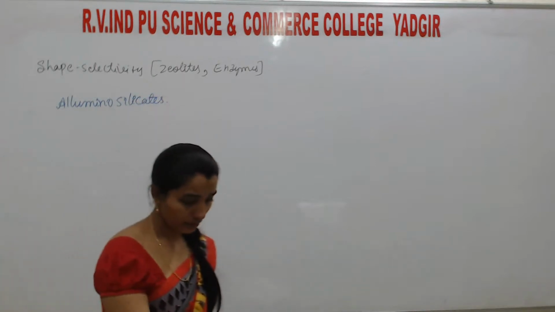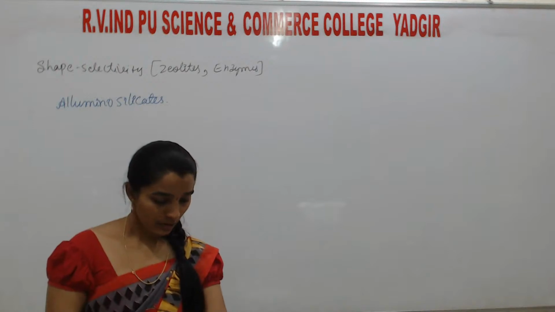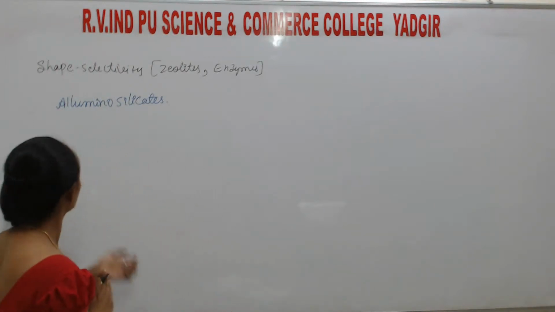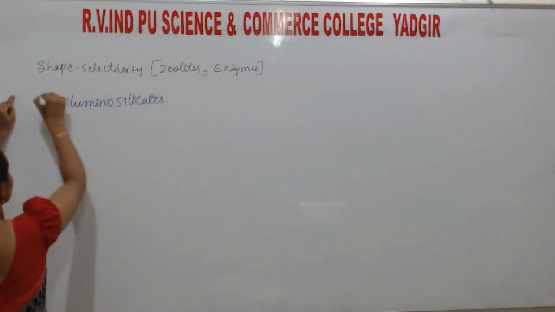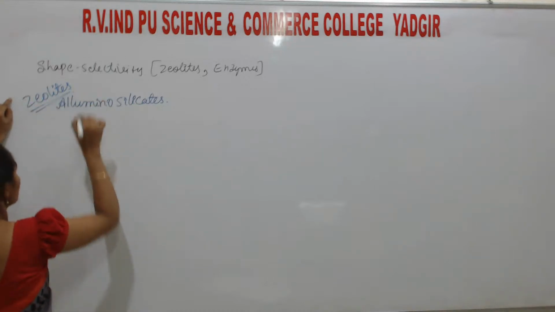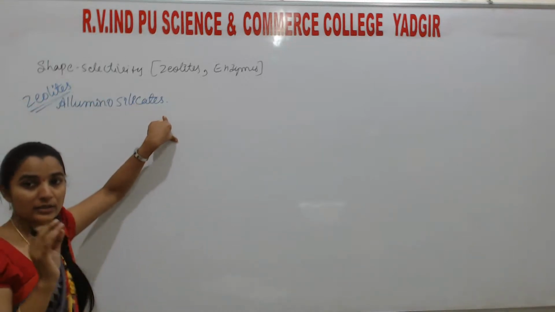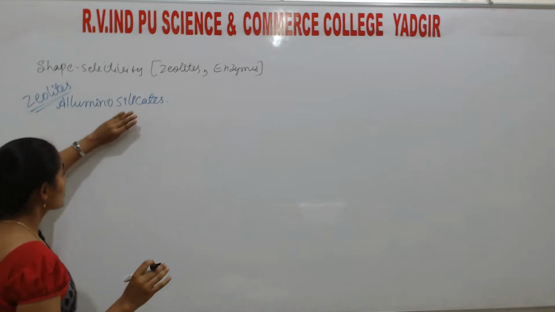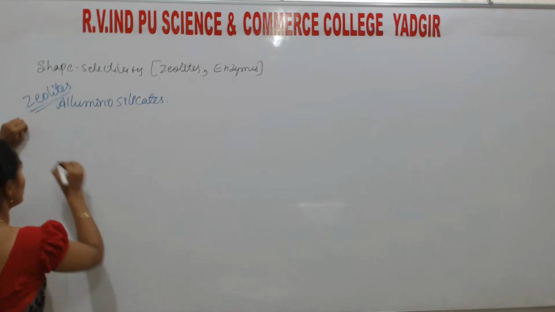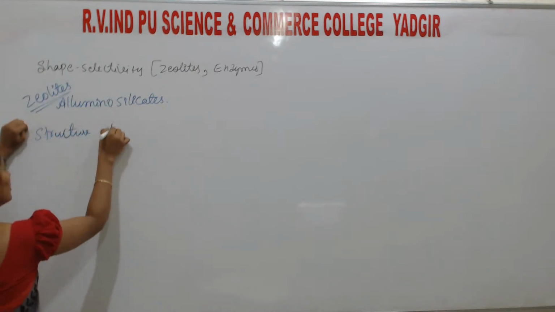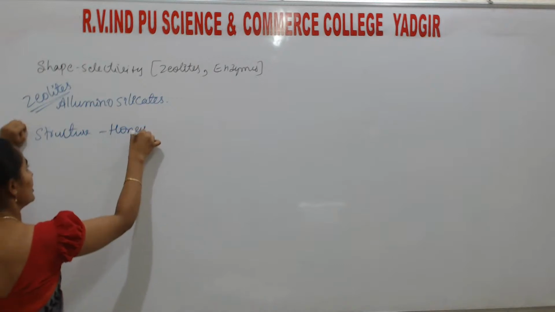Okay, understand? So zeolites, right here. These zeolites are aluminosilicates, consisting of aluminium, silicon, and oxygen. Okay. So the structure of this aluminosilicate is a honeycomb pattern.